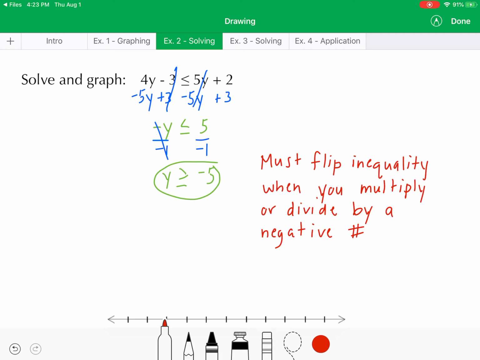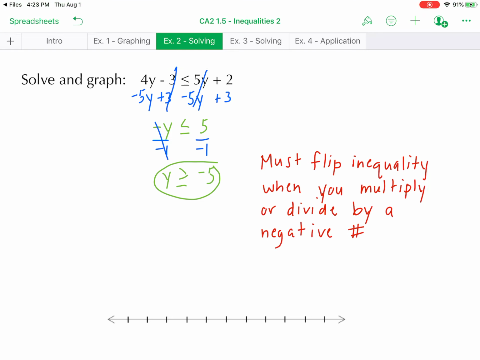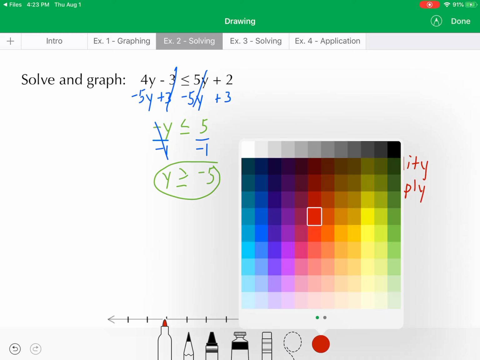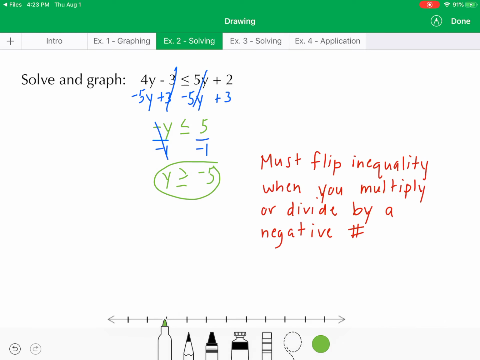All right, here's a question. Do you know why that is? Well, let's take this example into play. Would we agree that -2 is less than 2? I think that's a true statement, right?